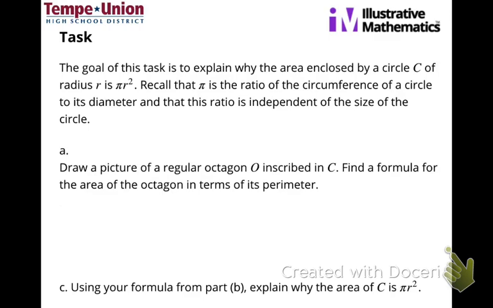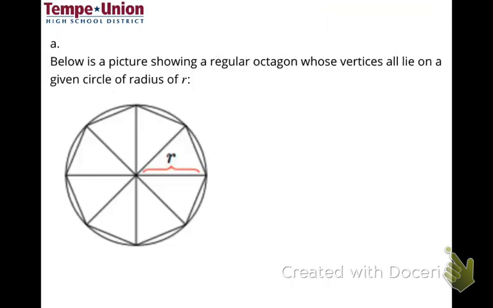We're going to first figure out a way to write the area formula of an octagon in terms of its perimeter, and then we're going to use that formula to explain how the area turns out to be pi r squared. All right. So we're going to be picking up really where we left off.